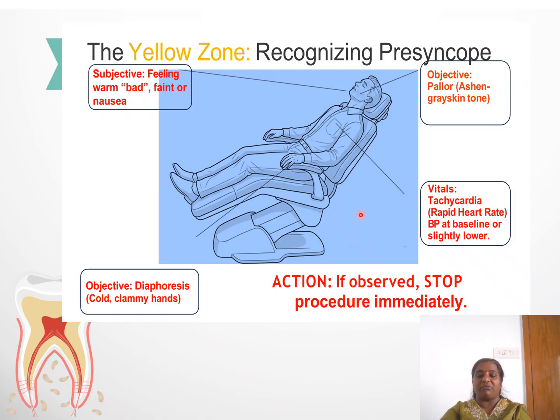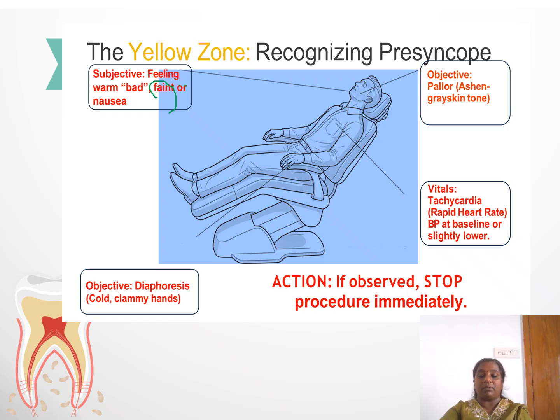So the subjective effects actually include warmth. The patient feels warm, or they may feel faint to some extent, or have nausea. Faint is not complete unconsciousness. They start fainting. They have a nauseating feeling. Among the objective signs, an ashen gray skin tone can be seen in the patient. Not all the symptoms, but most of the symptoms may be present in a patient.